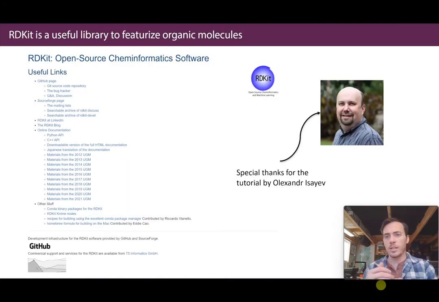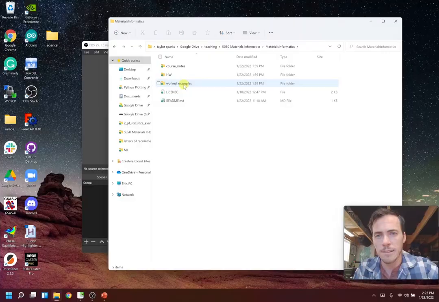So RDKit, I don't know who developed it, unfortunately, but it is open source cheminformatics software, and this tutorial comes to me from Oles Izayev at Carnegie Mellon. So special thanks, Oles. Thank you for making this one possible, because this is outside my area. I'm not an organics guy, so I appreciate his help in pointing me towards this tutorial that he put together. And we're going to walk through it together and see how this can be used as a feature representation tool for organic molecules primarily.